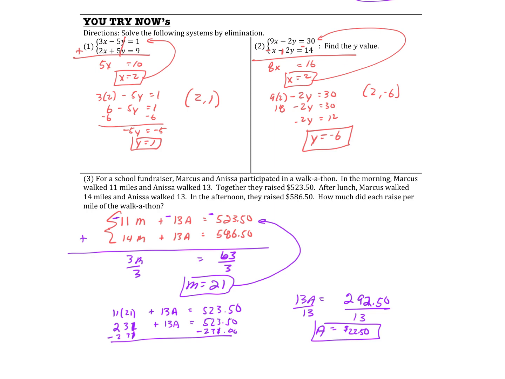Fundraiser question. We've got a couple of people in a walkathon. So I used M for Marcus, and Anissa here is A. Anissa's got 13 and 13. So I multiplied the top equation this time by a -1 because I saw the bottom equation had larger numbers. So when I added up my like terms, that allowed me to have a positive number instead of a negative number. I got Marcus with 21 bucks per mile. When I put that back into the problem and solved, I got Anissa getting $22.50 per mile.